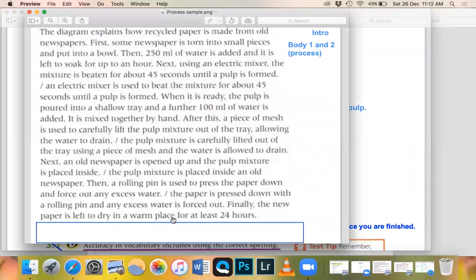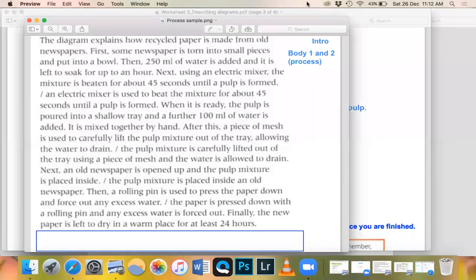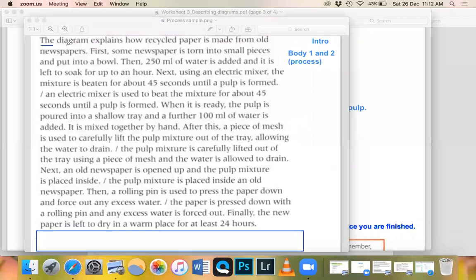Okay, so this is what we were just looking at. So it starts off with our introduction sentence. So this would be like a final task. So our introduction sentence, the diagram explains how recycled paper is made. So we have passive over here from old newspaper. Then we give the list of stages that we need.